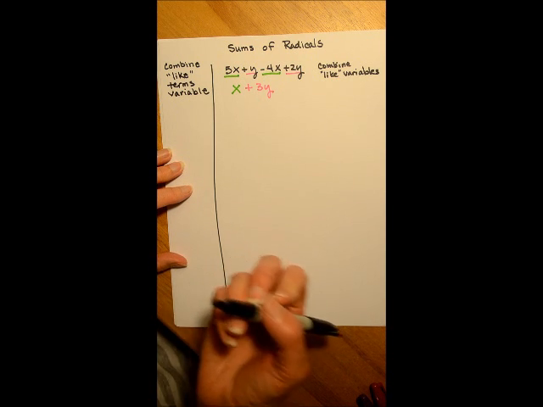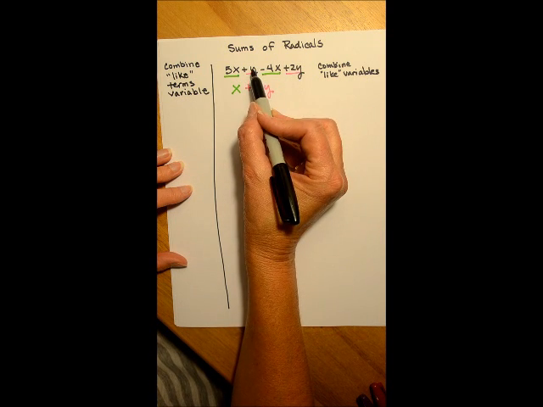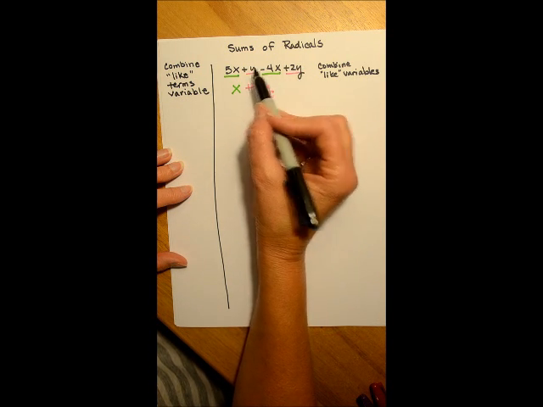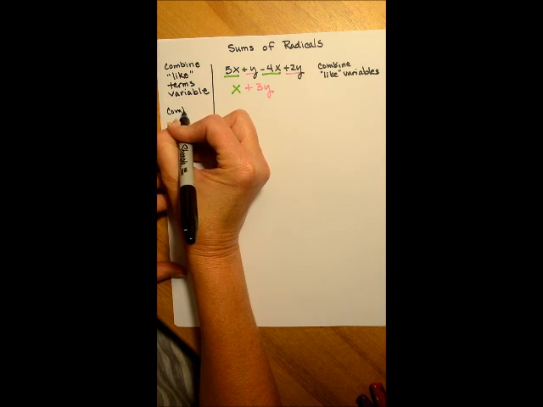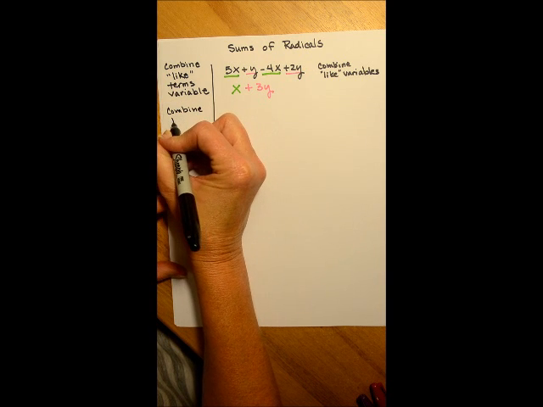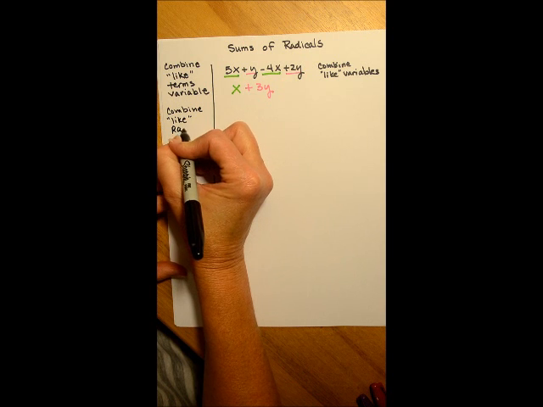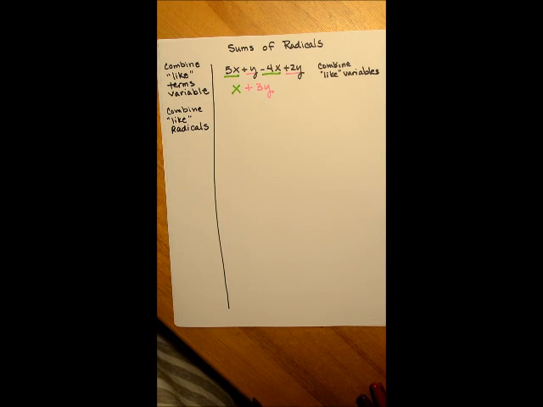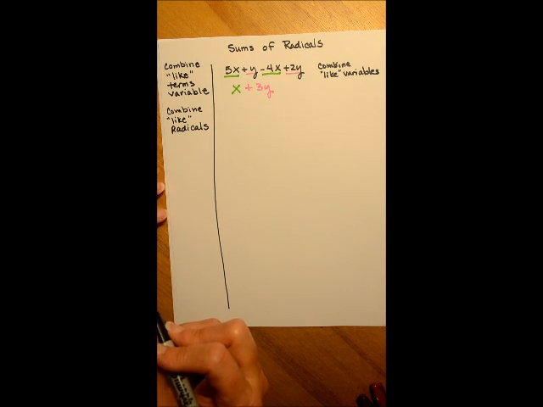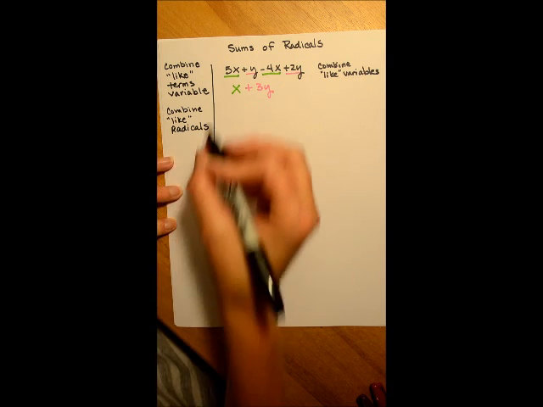Well, what we're going to do now is something super similar to that, where you're only combining the variables that are the same, but instead we're going to combine like radicals. Like radicals. So the radical has to be the same. You can only combine radicals that have the same index and radicand.